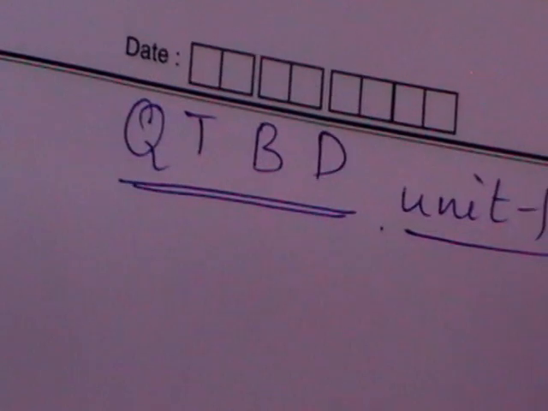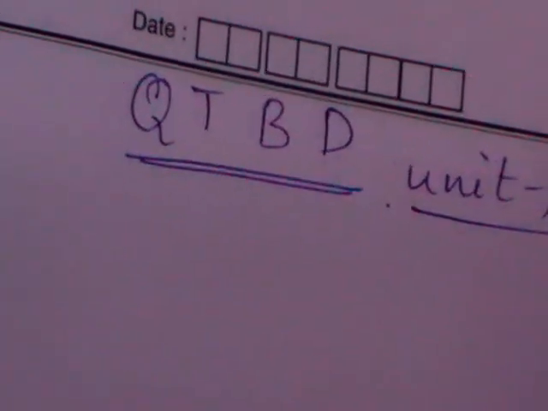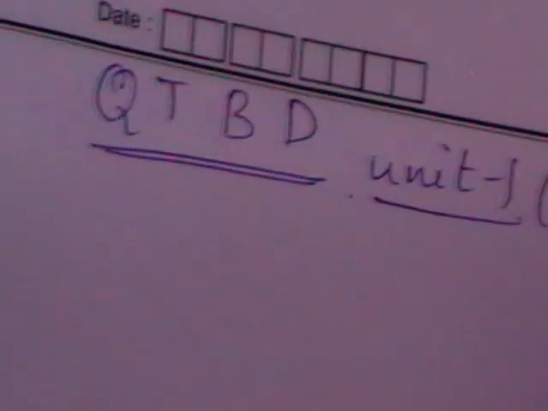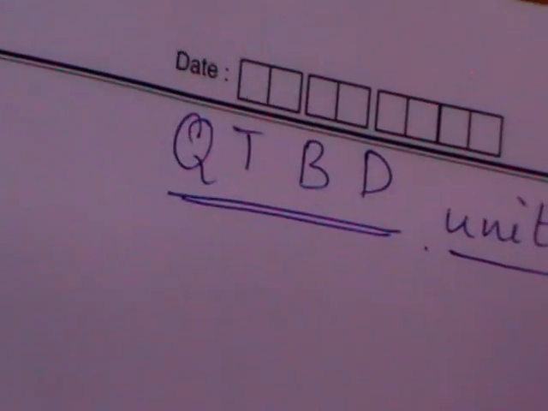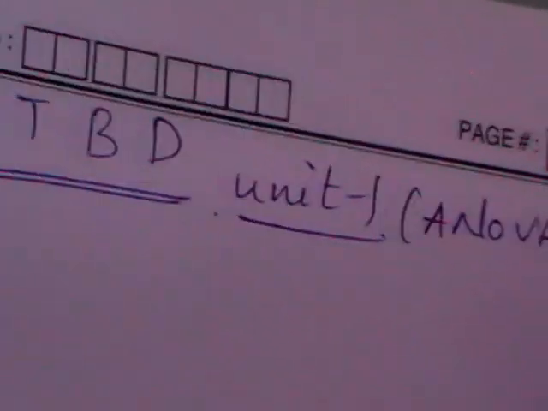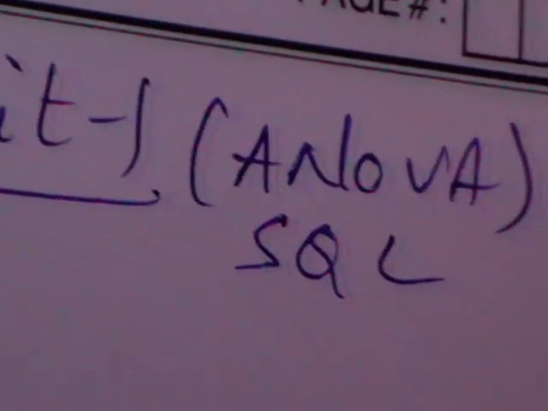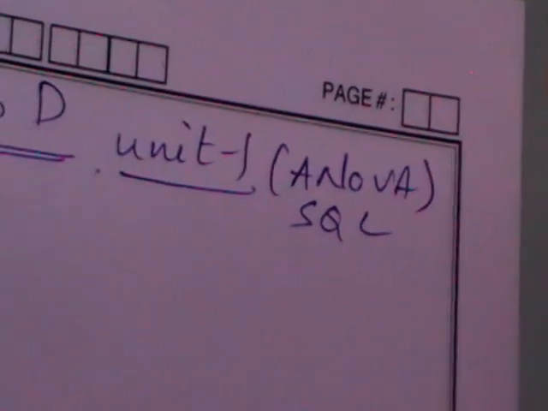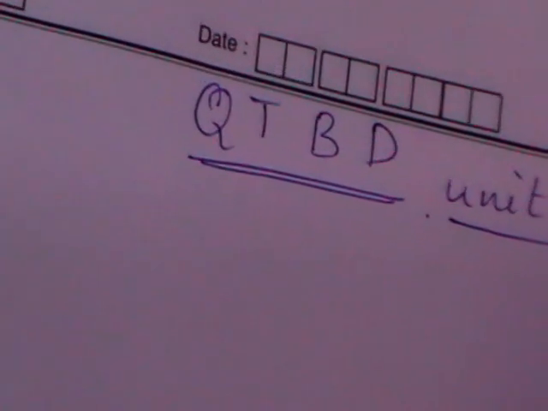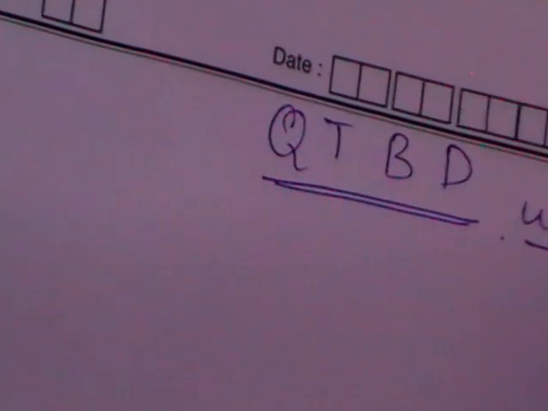QTBD also has 5 units, where under unit 1 you are going to read the topics called ANOVA and SQC. These are the topics which you are going to read under unit 1. Under unit 2 you are going to read the non-parametric test. Unit 3, linear programming. It may not be the order.